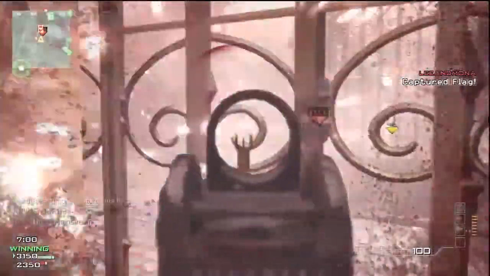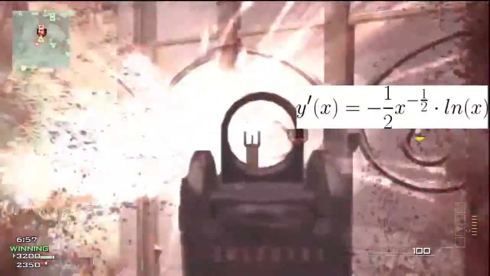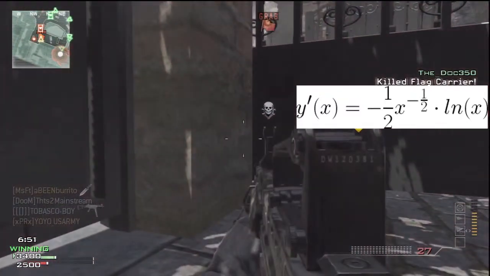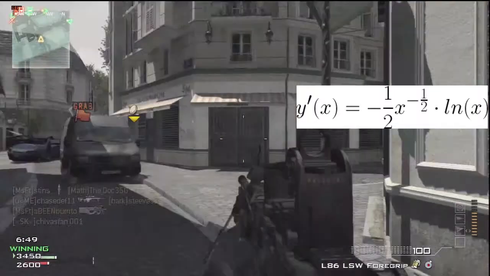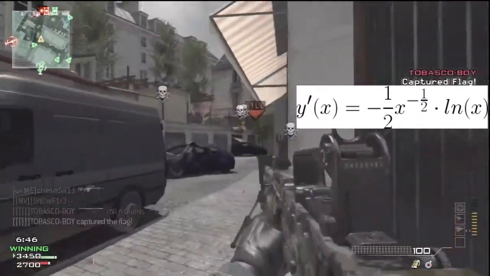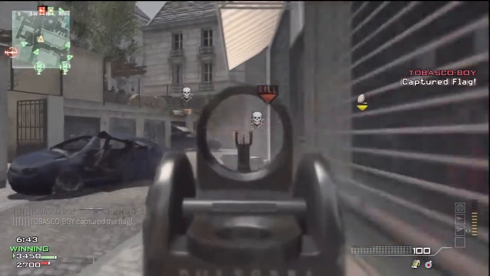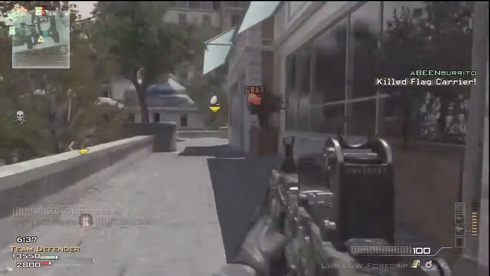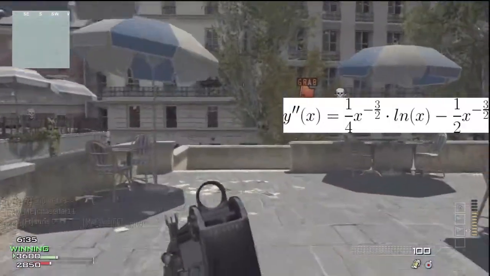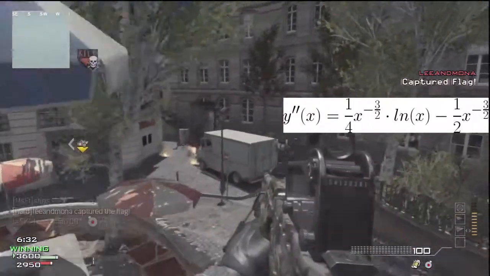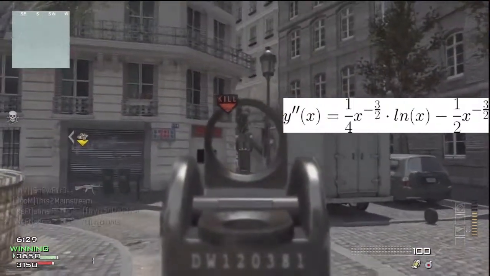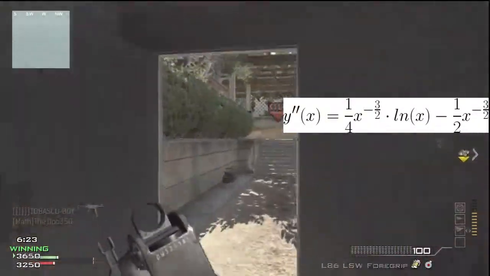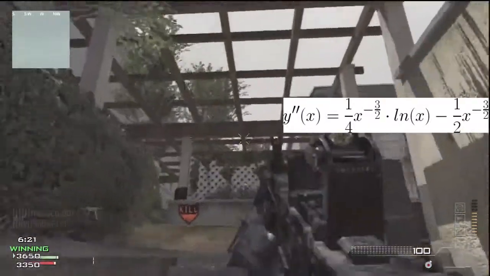So let's compute the first derivative, right? The first derivative of our original function, which should be very clear, is negative 1/2 times x to the negative 1/2 times the natural log of x. You can feel free to double check it, but you should take my word for it, because you're going to get the exact same answer. And same goes for this. The second derivative of y, we just compute the derivative again, but this time we compute the derivative of the first derivative. So we have 1/4 x to the negative 3/2 times the natural log of x minus 1/2 x to the negative 3/2 power.